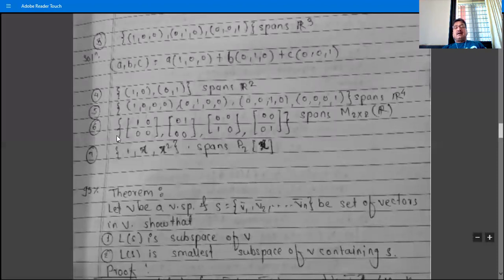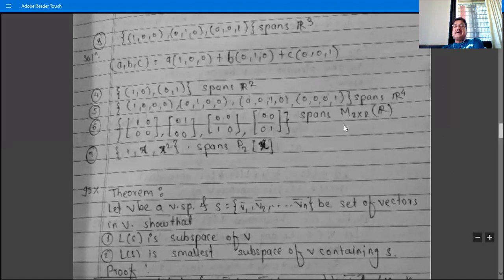In this way, the set of n-tuples (1,0,0,...,0), (0,1,0,...,0), and in this way the last element is (0,0,0,...,1), that is the set of n-tuples, spans R raised to n. Okay, and in this way the four matrices [1 0; 0 0], [0 1; 0 0], [0 0; 1 0] and [0 0; 0 1] span M2 by 2 R. This set spans M2 by 2 R.